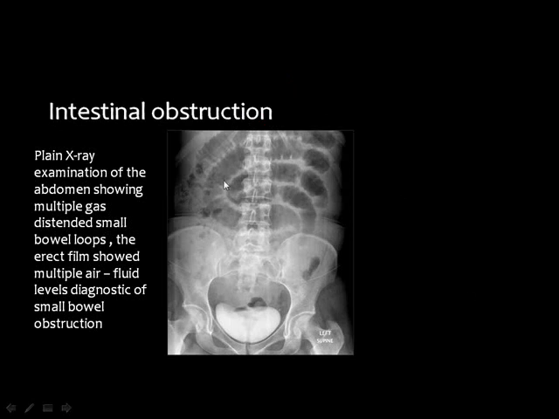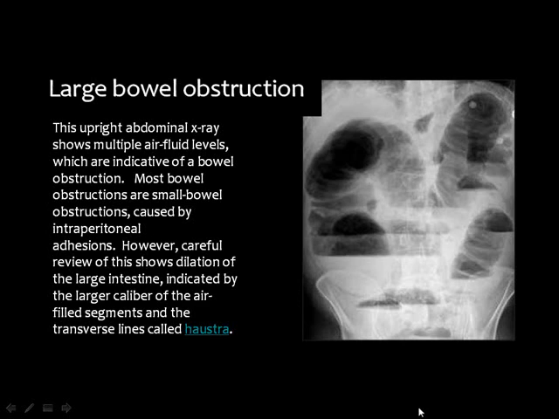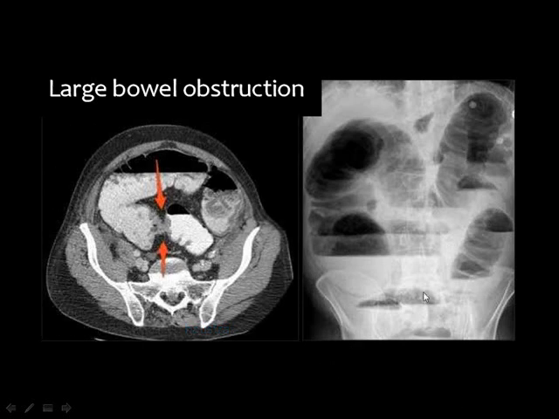And from the plain X-ray, you can also diagnose the presence of small and large bowel obstruction by the detection of gas-filled bowel loops. In the erect position, you can see multiple air fluid levels. Then you reach the diagnosis of intestinal obstruction. And here you can see in this erect film multiple air fluid levels suggestive of intestinal obstruction, and the CT scan of the same case showed the presence of a colonic stricture or malignant lesion, which is the cause of this obstruction.